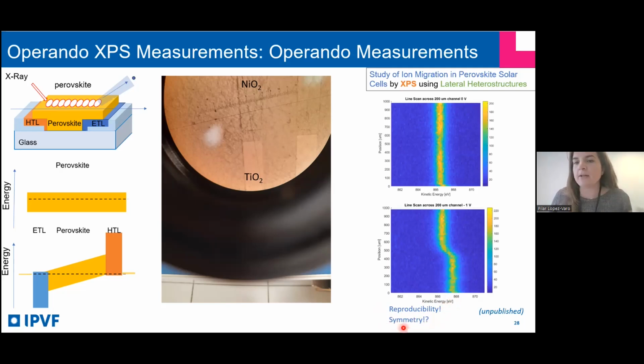So this, for example, is a case where we have symmetry, because both ions, positive and negative, are migrating at the same time. And so, depending on the perovskite, we are studying different perovskites and seeing how this potential drops. With this, I want to show you that this technique is able to give us information about how the ions are distributed.